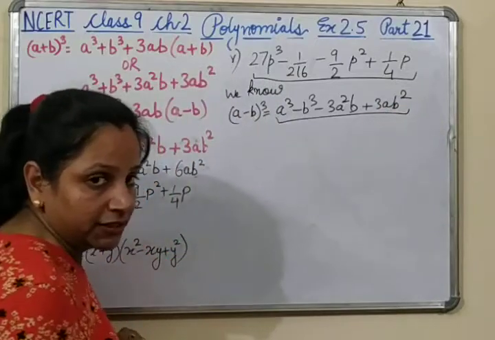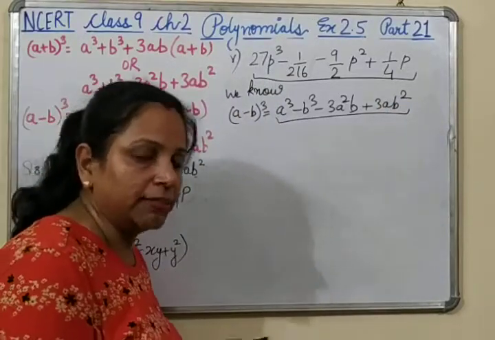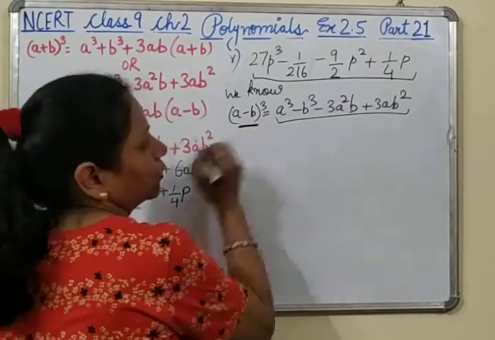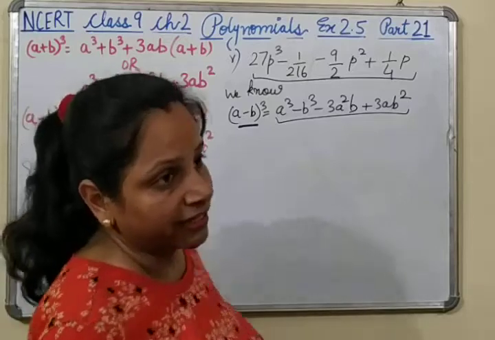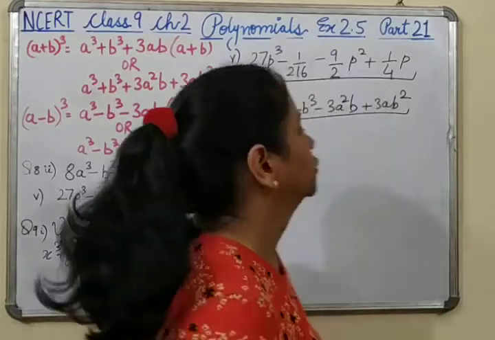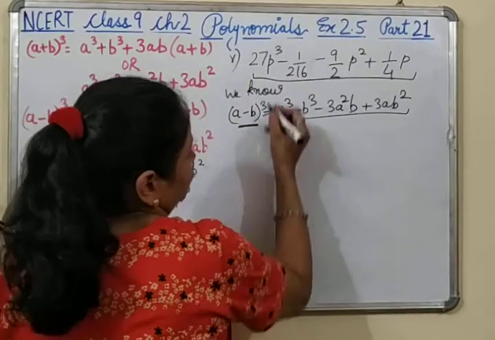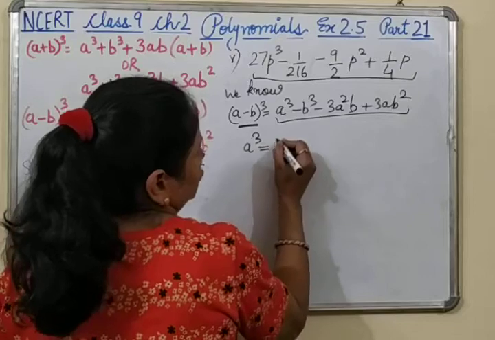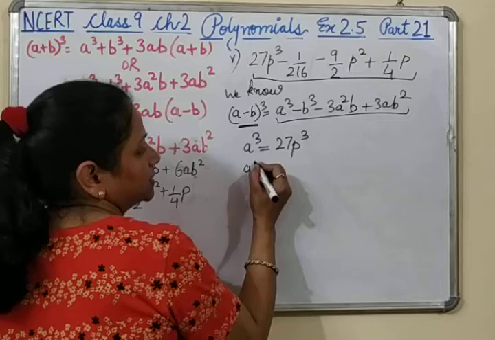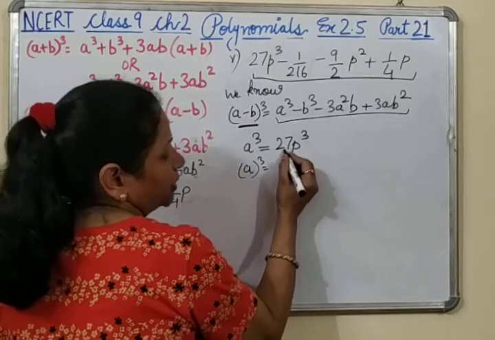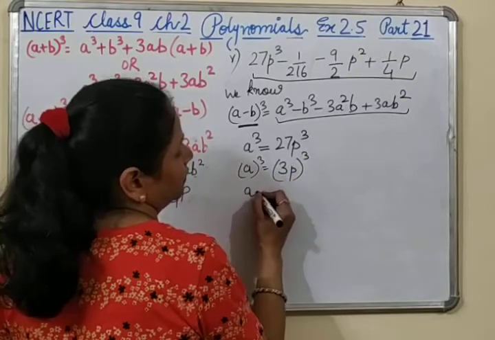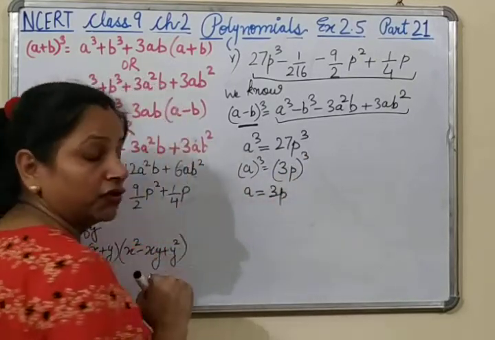Now look at the question carefully: the question is in this form. That means the form in which the question is given, we have to find the answer in the other form. That means we will be getting the answer in this form, a minus b whole cube. For getting the answer in this form, we need the values of a and b. So first of all, let us compare a cube from the question. a cube in the question is given as 27p cube. That means 27 is a cube of which number? 3. 3p, whole cube. That means the value of a comes out to be 3p.